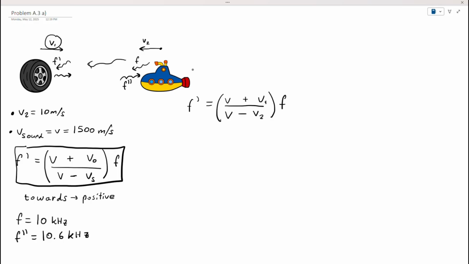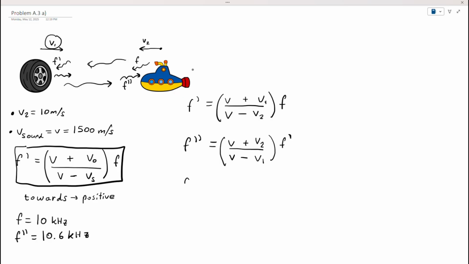Then for the second Doppler effect, we have f prime prime is equal to the speed of sound again, plus the speed of the observer. For the second wave that travels from the wheel towards the submarine, the observer becomes the submarine, so plus v2 this time. Then we divide by v minus the speed of the source, which is v1. And now the initial frequency is the frequency that was perceived by the wheel, so f prime.